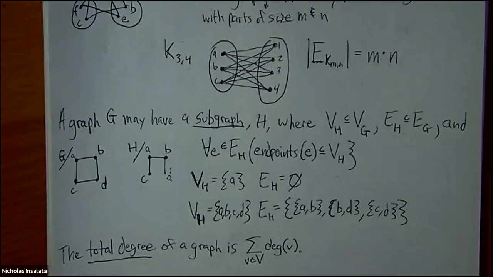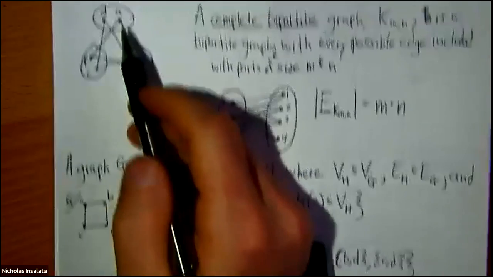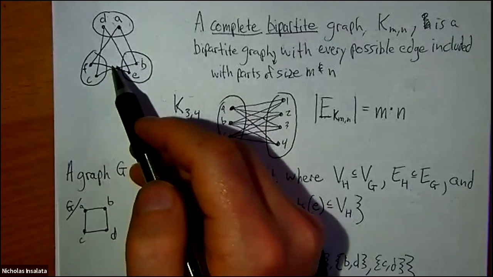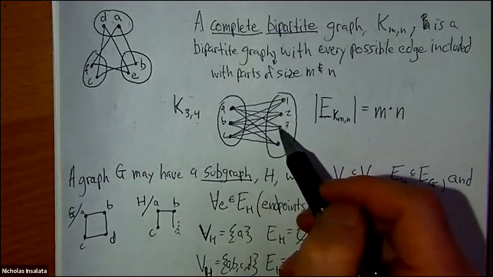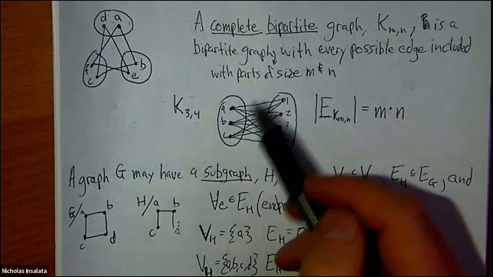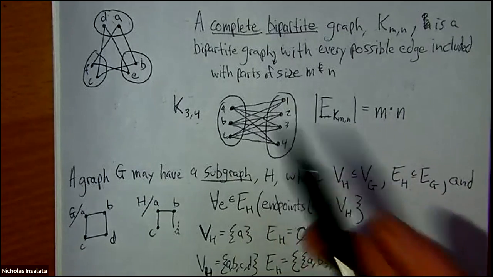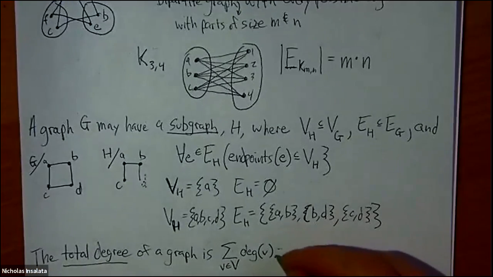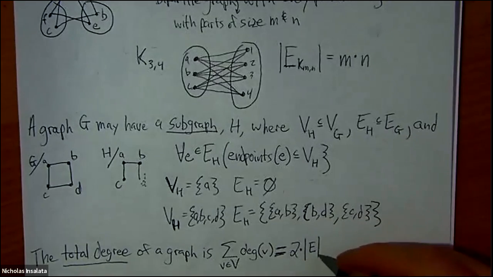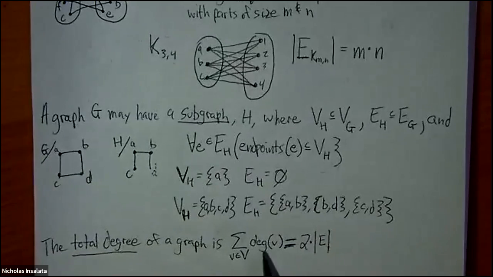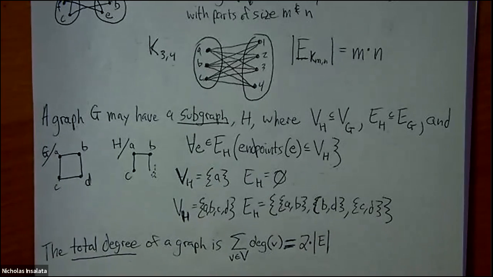Double the size of the edge set, right? Because here we had 6 vertices and the total degree was 12. Here we have 12 edges and the total degree was 24. So it looks like the total degree here is equal to 2 times the size of the edge set, it appears, right? At least in the two examples we've done. Why would the total degree equal double the size of the edge set? There's actually a really easy, dumb reason why that is.